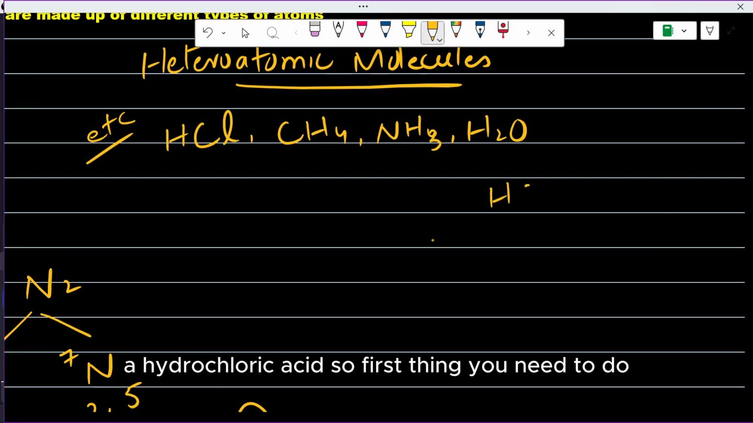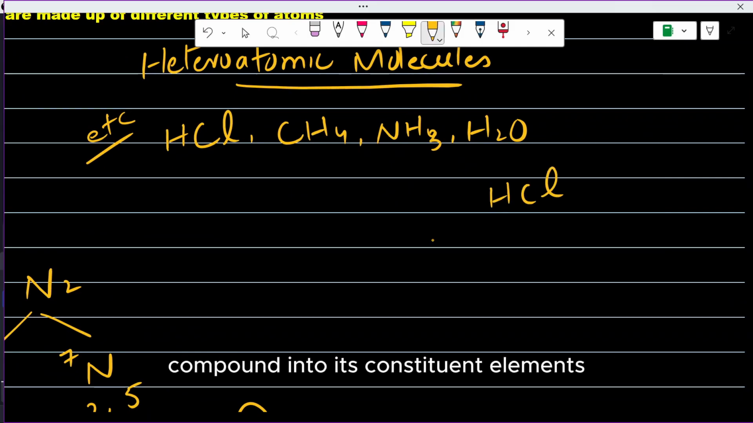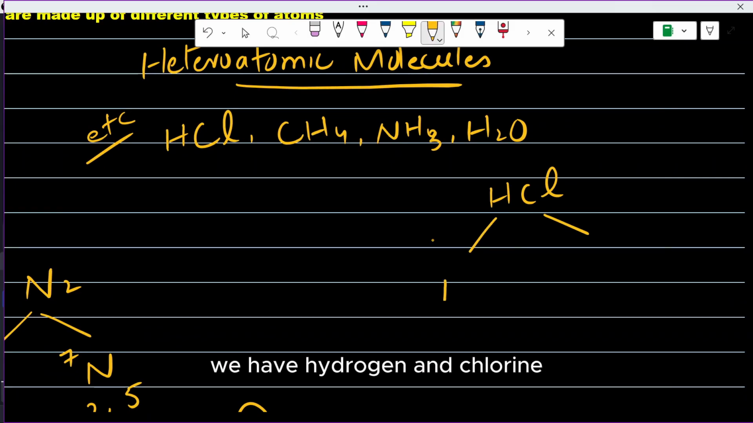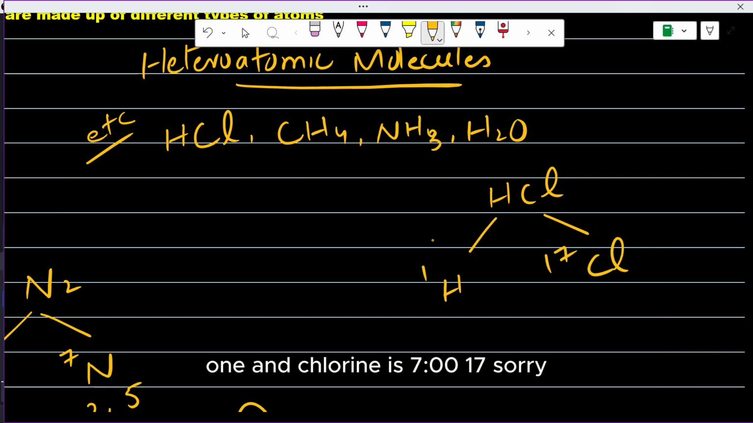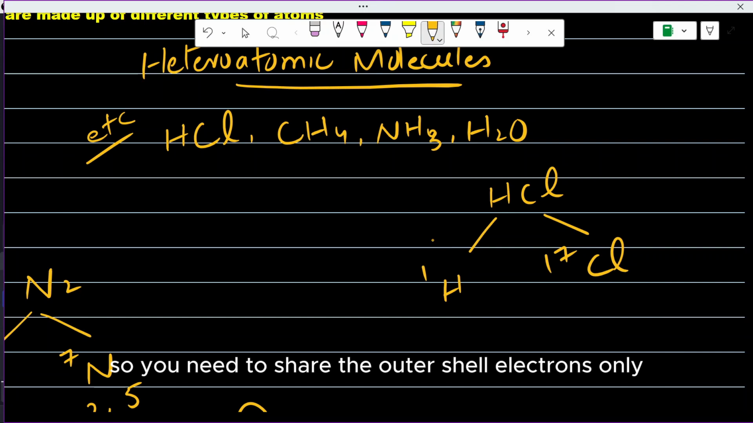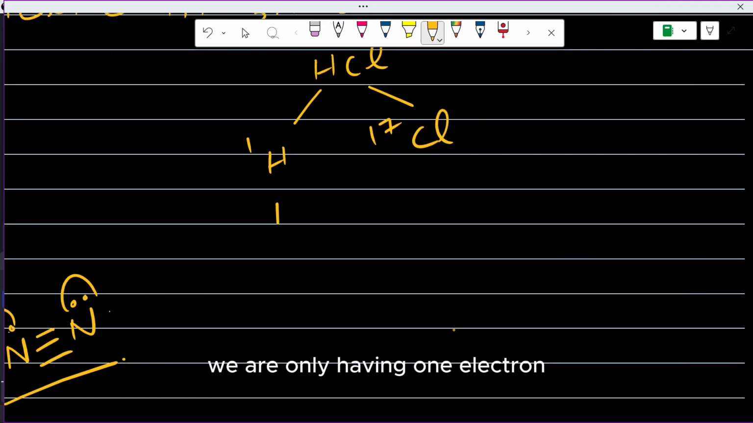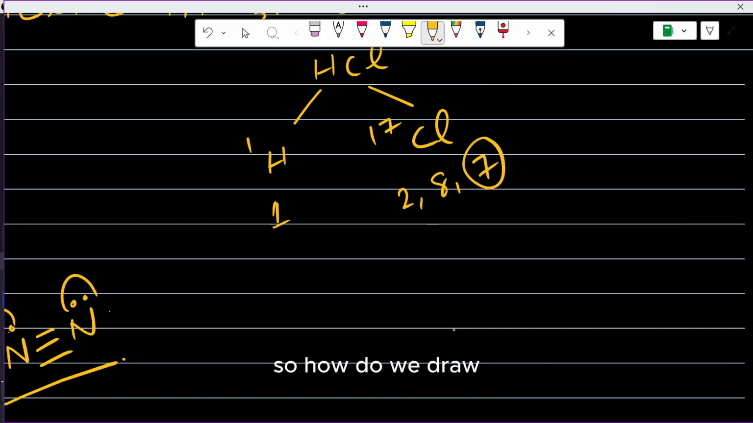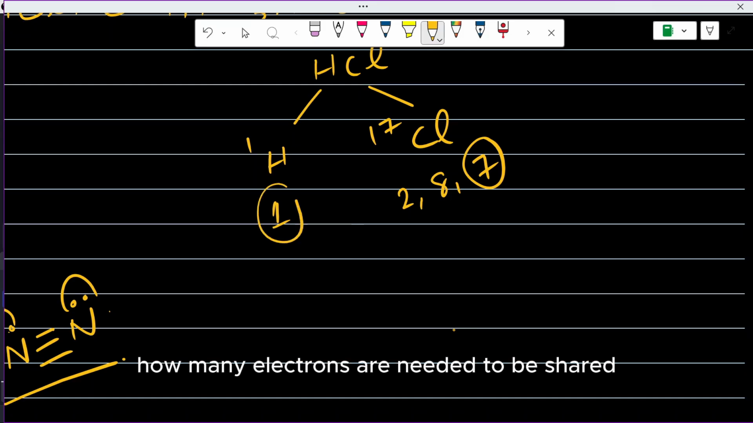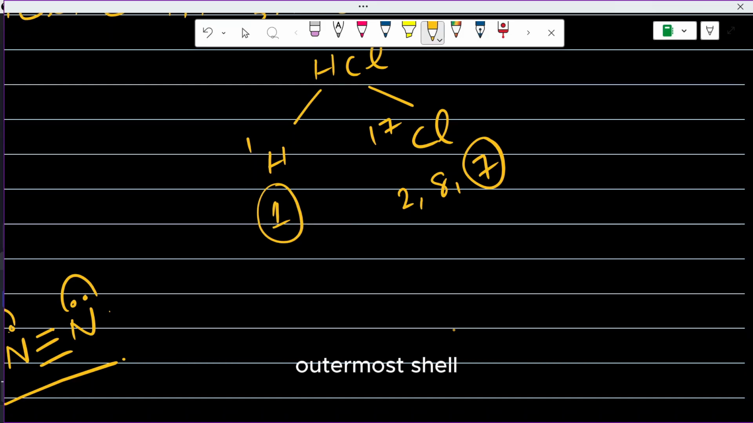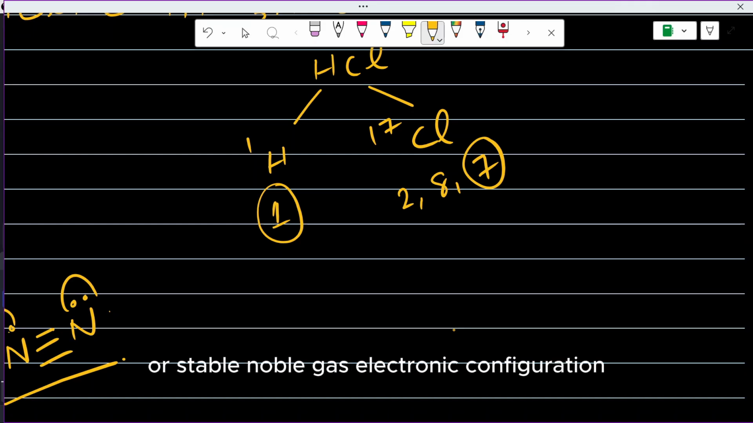So let's try the first molecule, which is HCl, hydrochloric acid. First thing you need to do is break this compound down into its constituent elements. We have hydrogen, which is 1, and chlorine, which is 17. You need to share the outer shell electrons only. So let's draw. For hydrogen, we have only 1 electron, and for chlorine, we have 2, 8, and 7, right? How many electrons need to be shared between these two atoms so that both will have a completely filled outermost shell or stable noble gas electronic configuration?